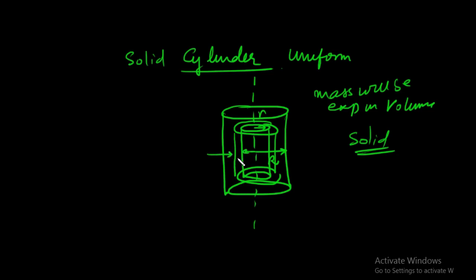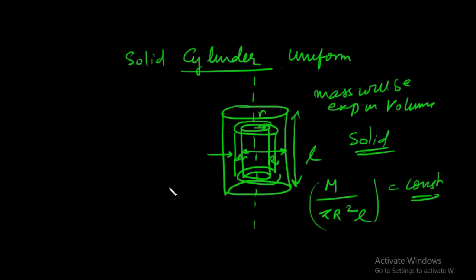This width is dr. So now you see mass divided by pi r square, and let us take the length of the cylinder to be L. This will be a constant quantity.